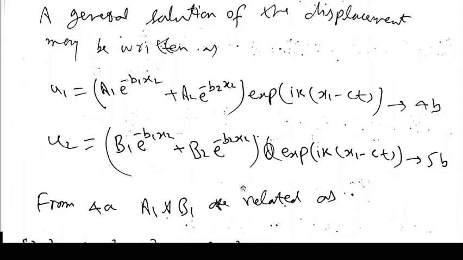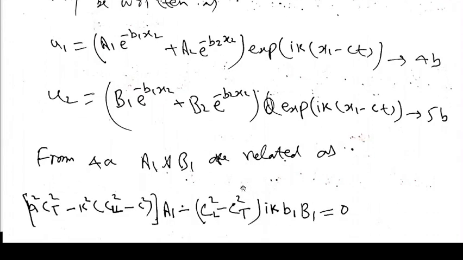Now you can see that in equations 4b and 5b there are four constants, a1, a2, b1 and b2. But actually there are two constants. Why are there two? Because a1 and b1 are related with each other and a2 and b2 are related with each other. We will see how they are related, and with the help of which equations we can find their relation.